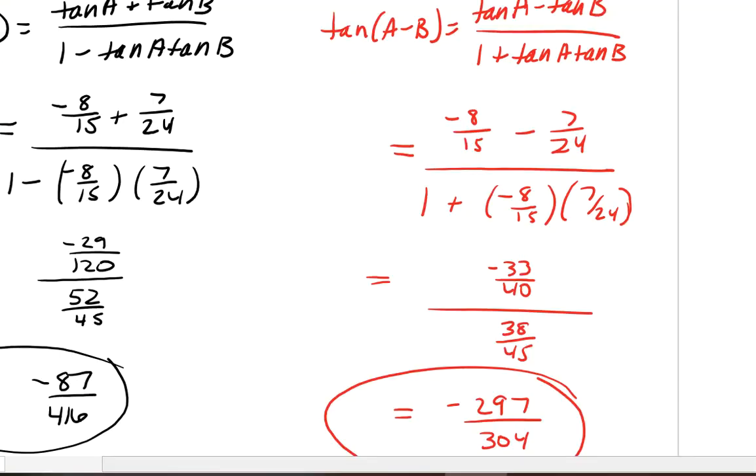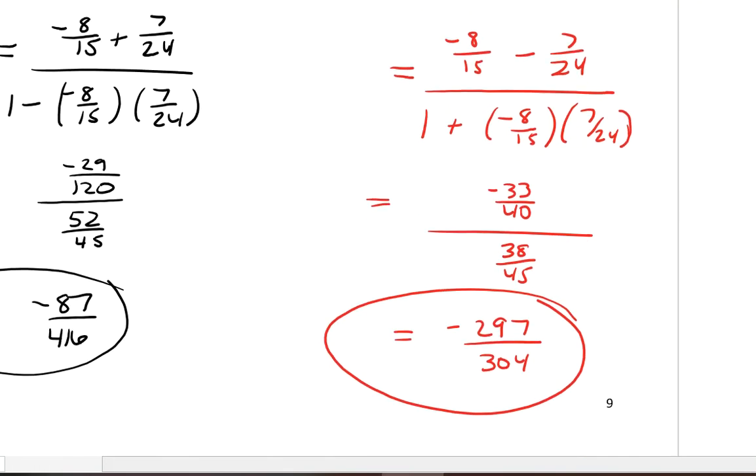So that's the completed problem. Hopefully you got negative 297 over 304. This concludes lesson 10.2 on tangent, sum, and difference.